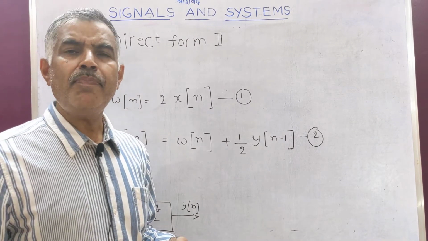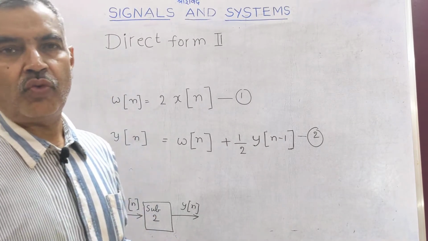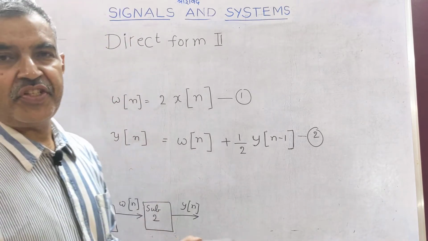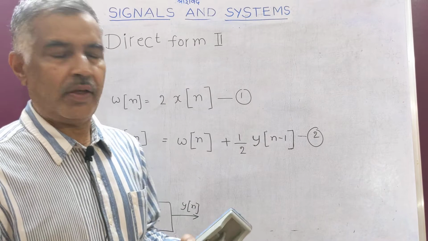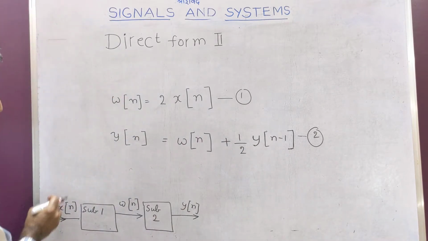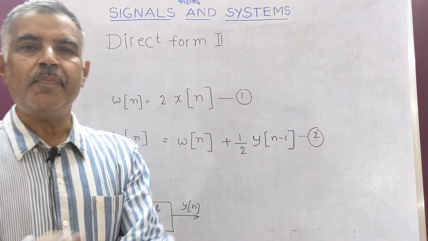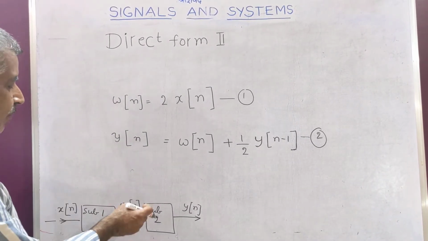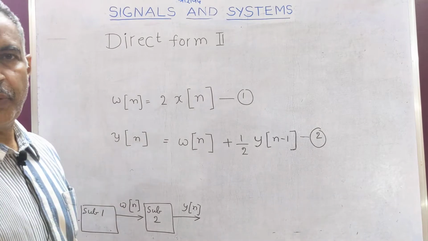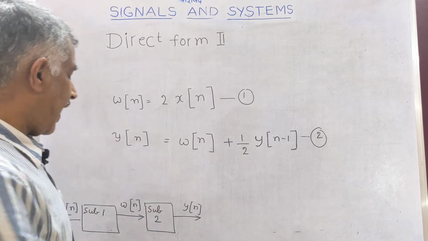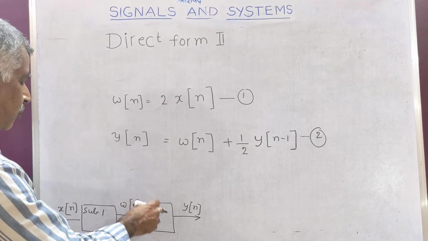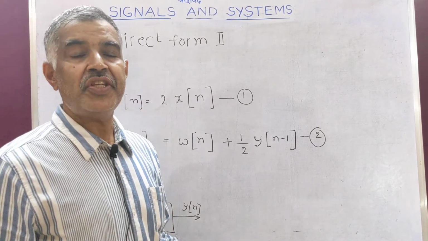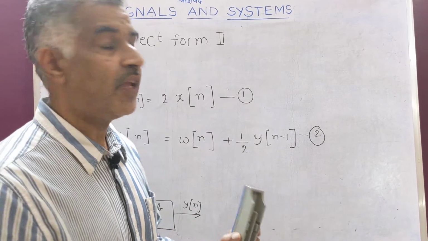Now I will implement direct form 2 from direct form 1. So what is the procedure? The procedure is very simple. Refer to this block diagram. You interchange the blocks. That means in place of subsystem 1, you put subsystem 2, and in the position of subsystem 2, you place subsystem 1. So there will be interchange of signals. So that is very important.